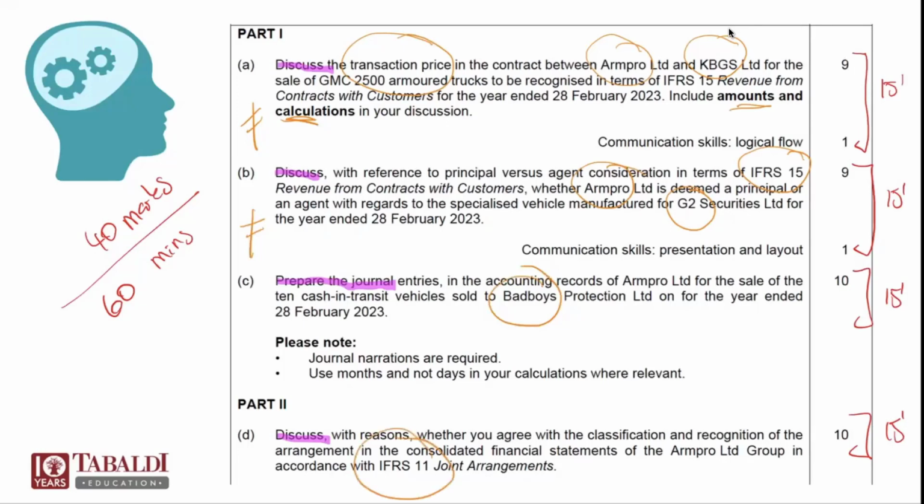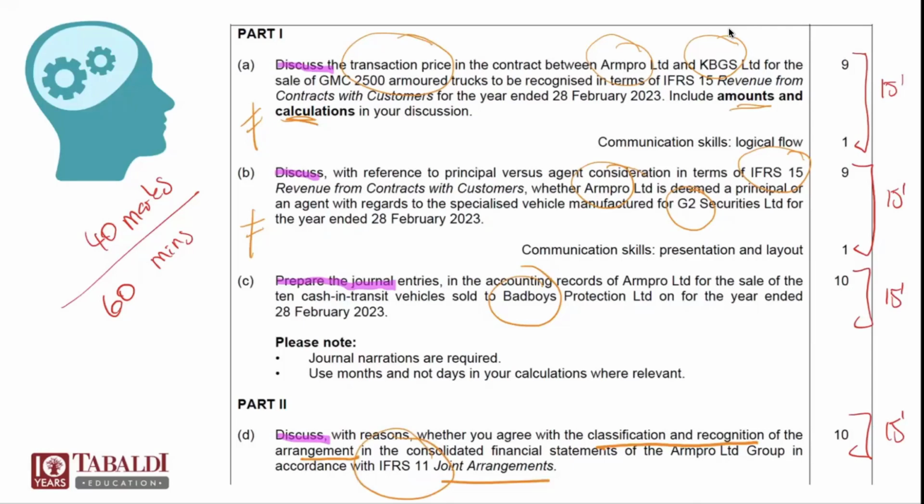And maybe I'm like, I know IFRS 11, right? What are they asking for? Classification and recognition of the agreement in terms of a joint arrangement. So this is going to be joint operation versus joint venture. Maybe I think, I know IFRS 11, I can wax this, okay?